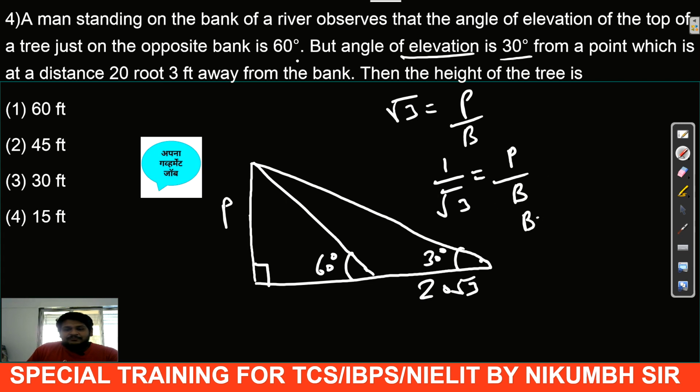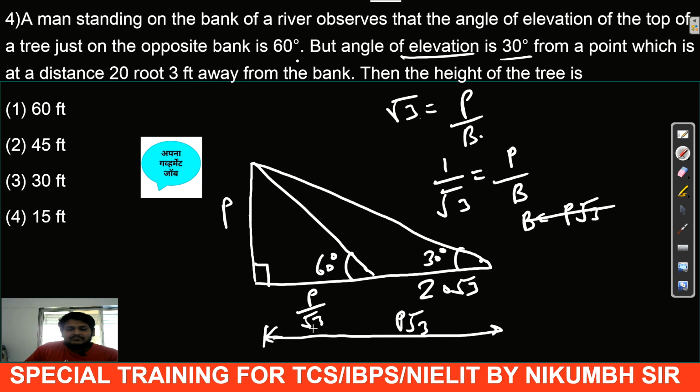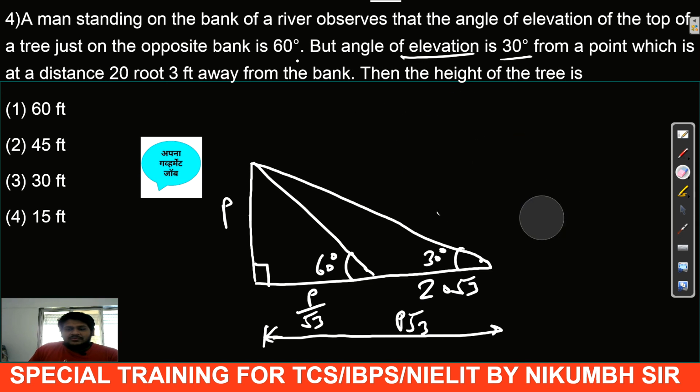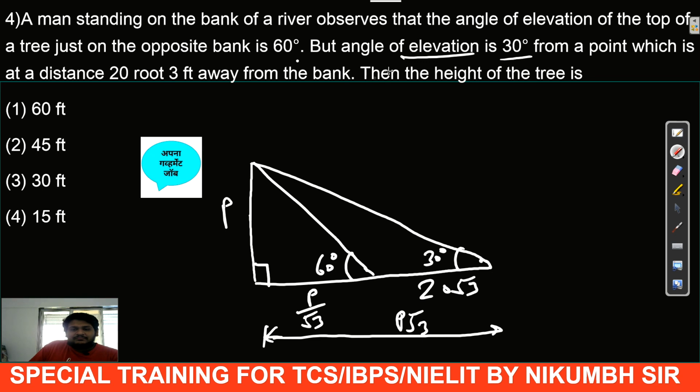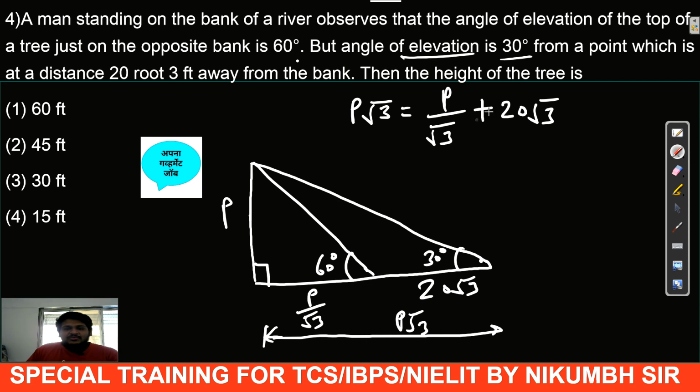So your base value is P root 3, for the total triangle. Now I want this value, so for the tan 60 triangle, it is 1 by root 3, so the earlier base is P by root 3. Now again the same thing is there: P root 3, which is my total, equals P by root 3 plus 20 root 3. So from here you can solve the value and you will get the height P. So just try this by yourself and I will tell you the answer.